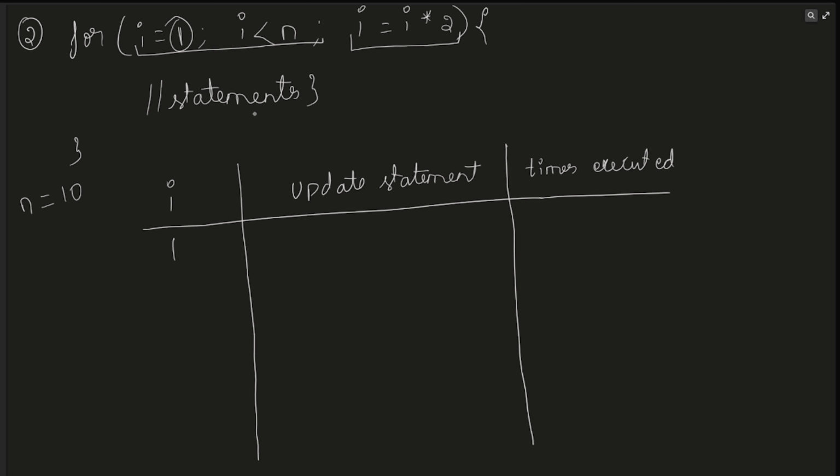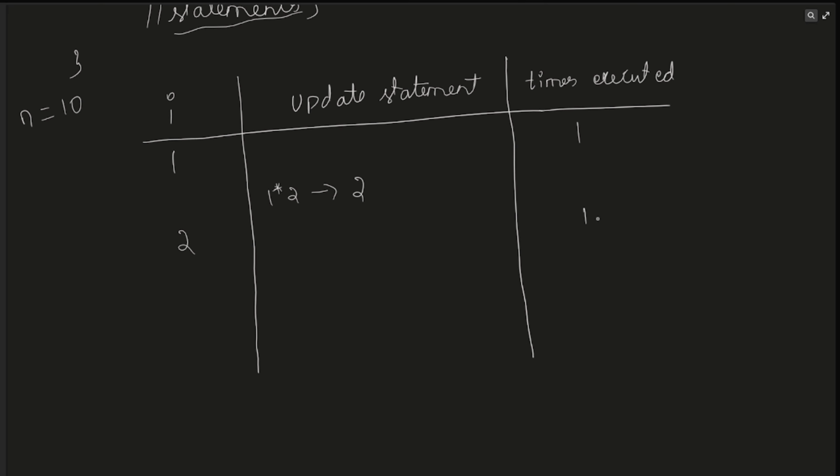When i is 1, this statement gets executed one time, and after executing the statements, the update statement will be executed. We are updating the value of i by i into 2. i is 1 into 2, which is nothing but 2. Now in the second iteration i is 2, 2 is less than 10. The statements inside the for loop get executed one time. After statements are executed, the update statement will run, which is we are taking the value of i, in this case 2, and multiplying it by 2, which is 4.